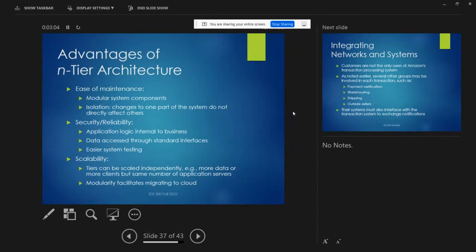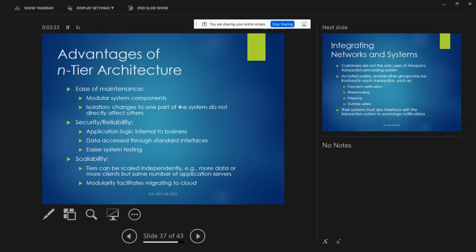So, advantages of N-tier architecture. Number one, it's easier to maintain, right? System components are modular, meaning if you want to replace one server with another piece of hardware, it's pretty easy to do. All you have to do is make sure that that server conforms to the interface requirements, and then it doesn't really matter what hardware you're using. I mean, yeah, it's nice if it's faster, but the point is the system can work. It's not tied to a particular brand or model of hardware.